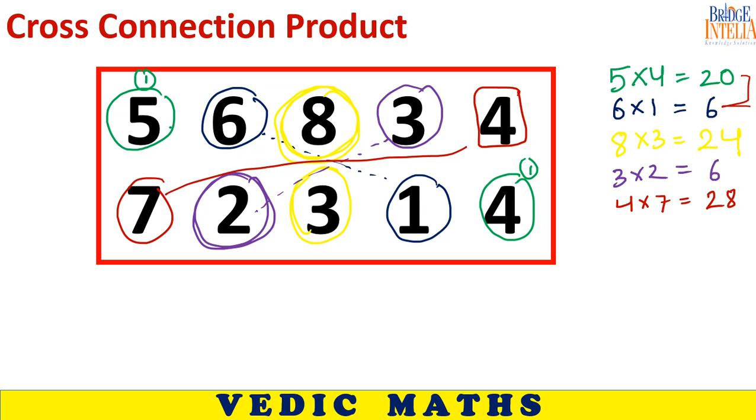So let's add them up. 20 plus 6 plus 24, 50. 50 plus 6, 56. 56 plus 28 is equal to 84. Let me check again. 20 plus 6, 26. 26 plus 24 is 50. 50 plus 6 is 56. 56 plus 28, 84. So 84 is the cross connection product. This is how we find the cross connection product. And once you understand how to find the cross connection product, then you can easily do big multiplications.